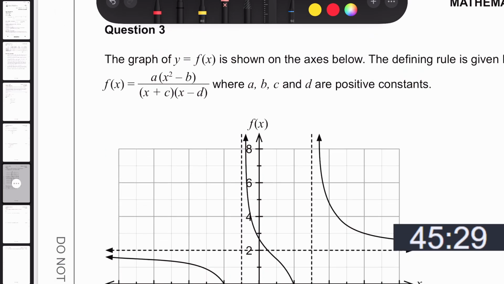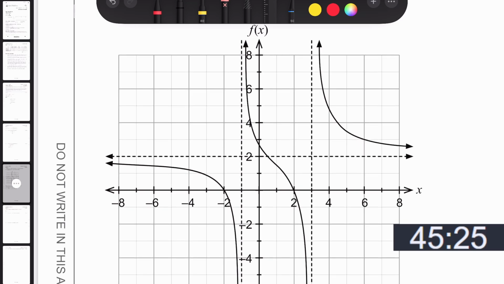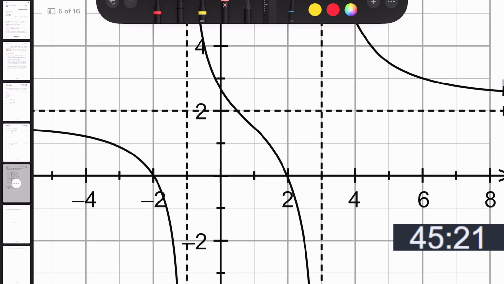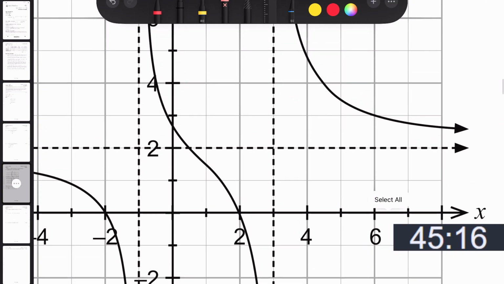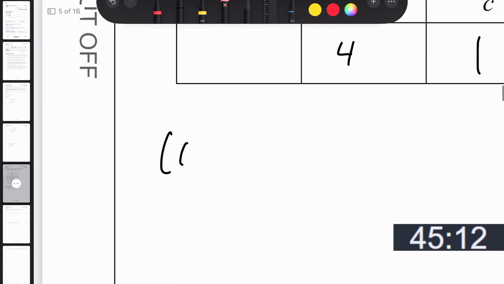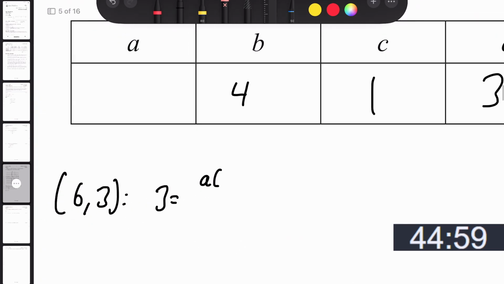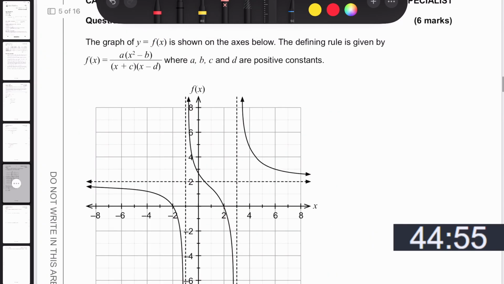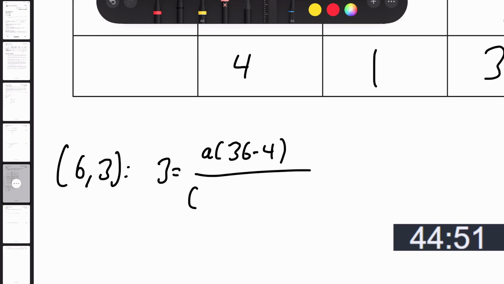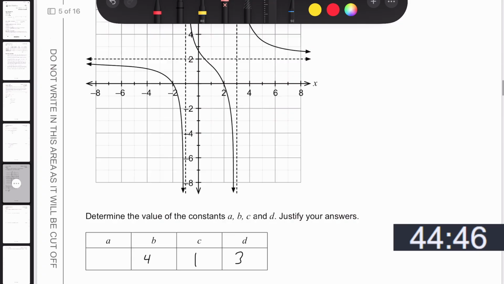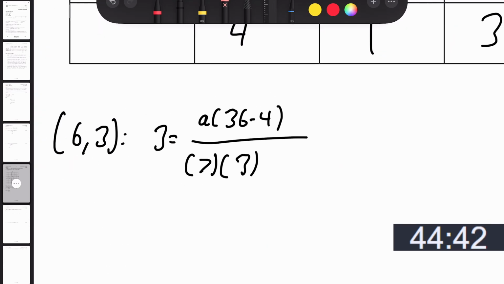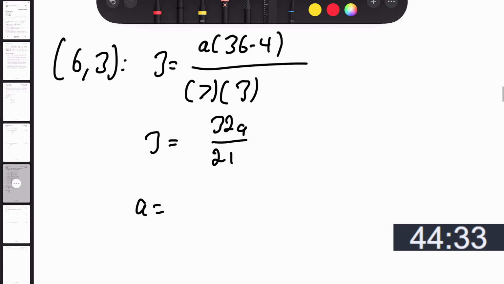And then where's a nice point? Let's take this 6, 3. So then 3 is equal to a times x squared, which is 36, minus 4, outside of x plus c. So 6 plus 1 is going to be 7. And x minus d, so 6 minus 3 is 3. So 3 is equal to 32a on 21. So a is going to be equal to 63 on 32.